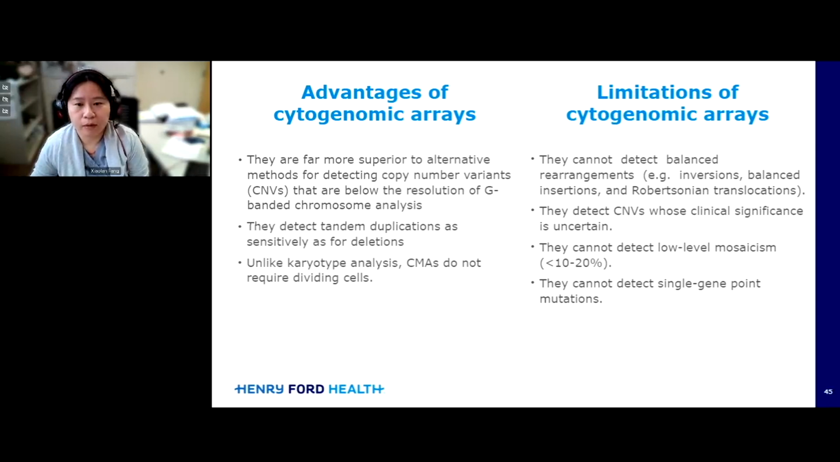For limitations of cytogenomic arrays, they cannot detect balanced rearrangements, such as inversions, balanced insertions, and Robertsonian translocations. Those are more like structural variants. And they can detect more CNVs which are VUSs, or variants of unknown significance, which would probably increase the complexity and analysis time for each test. They also cannot detect low-level mosaicism, which is usually below 10 to 20%. And they cannot detect single gene point mutations.